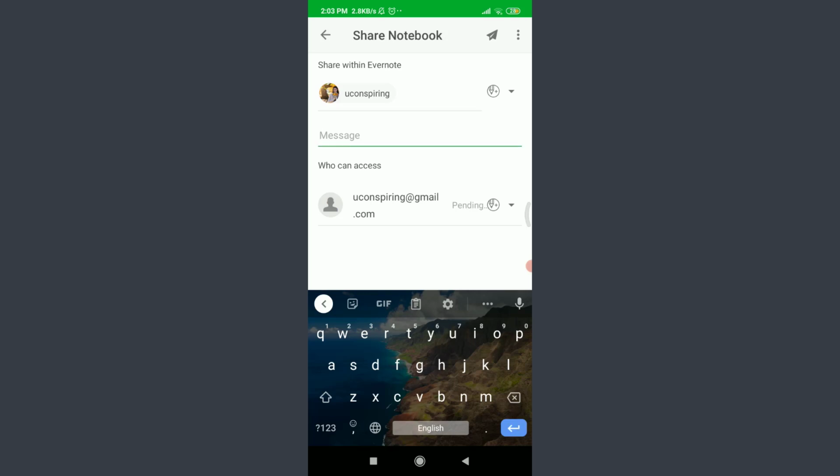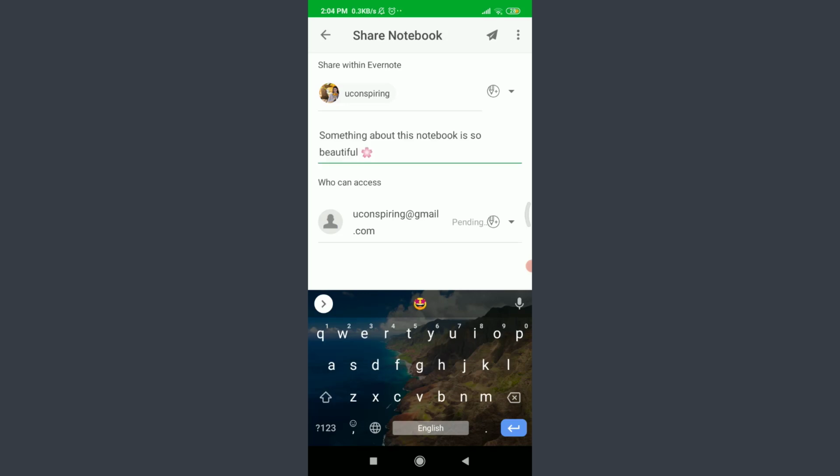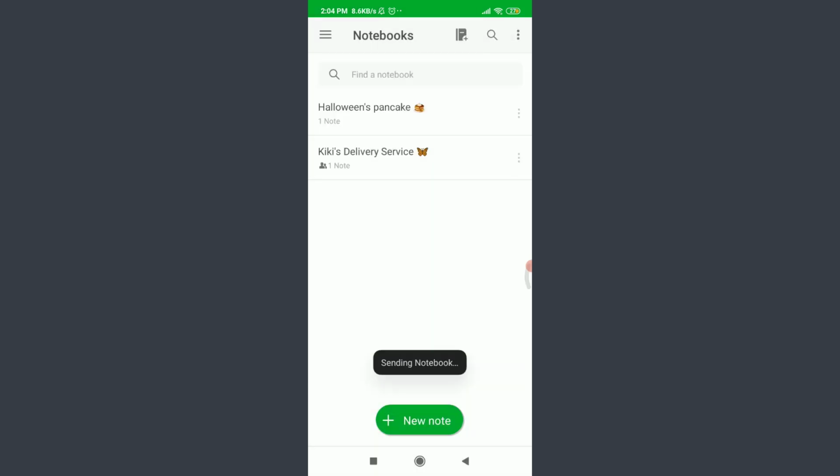And then tap on Message below and keep any of the messages that you want to provide to them. When you're done keeping the message, tap on this airplane-like icon on the top right corner next to three straight parallel lines. You can see that your notebook is being sent, and you can confirm this by tapping on the three straight parallel lines on the top left corner again.